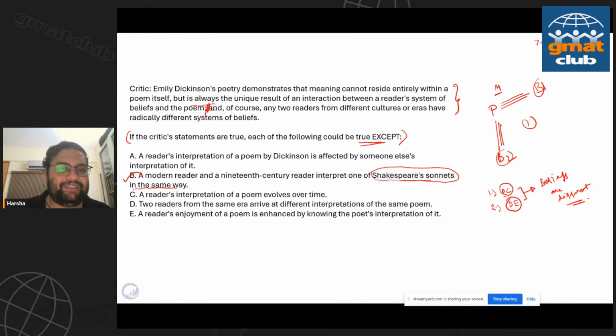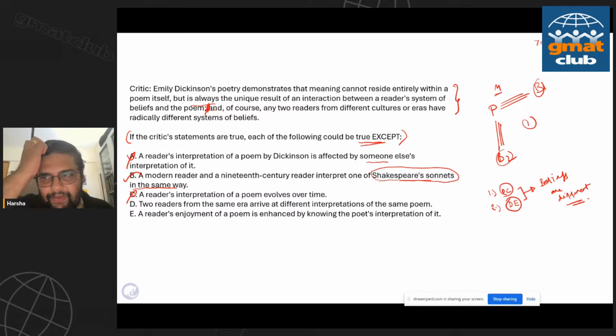What are the other common choices? Let's go one by one. A reader's interpretation of a poem by Dickinson is affected by someone else's interpretation of it. This can be true. My interpretation, my belief system can be changed by somebody else's interpretation. I may read somebody's interpretation that might change my own belief system, and therefore it can affect how I interpret. This is possible, so I reject it. A reader's interpretation of a poem evolves over time. Again, think real life. In real life, our beliefs also evolve over time. It's very much possible that this happens. Because if my belief changes, then of course, my interpretation of a particular poetic work also changes.